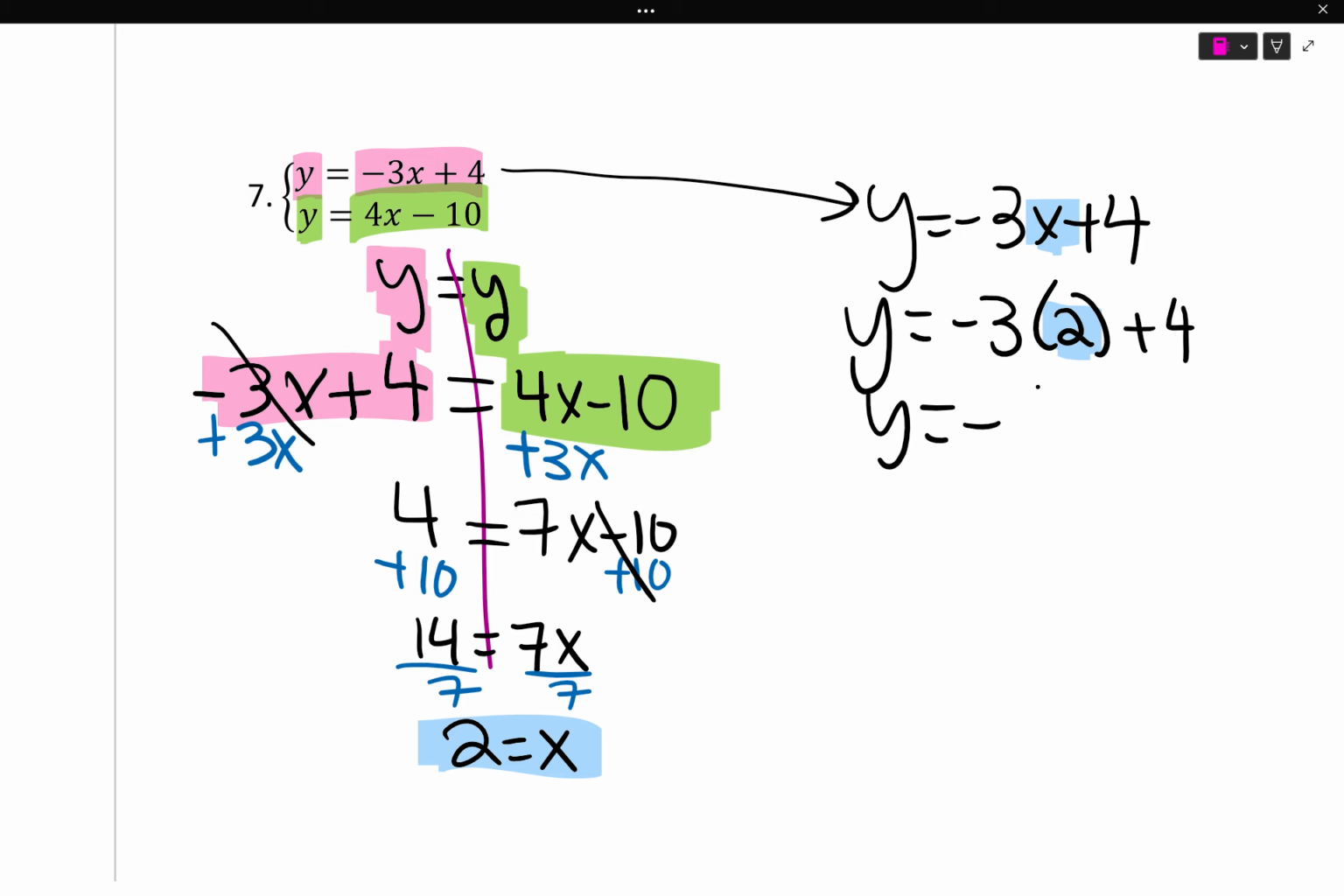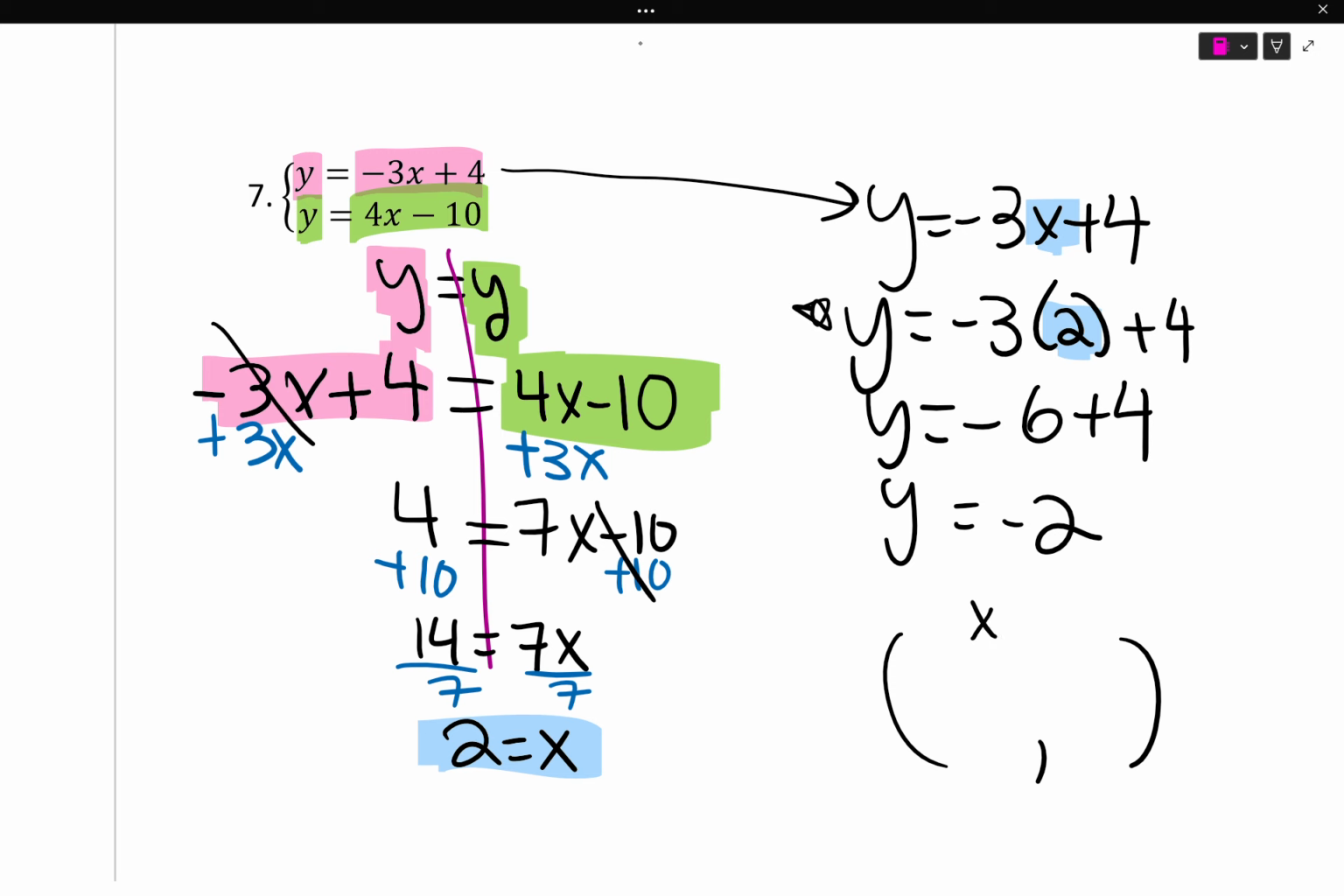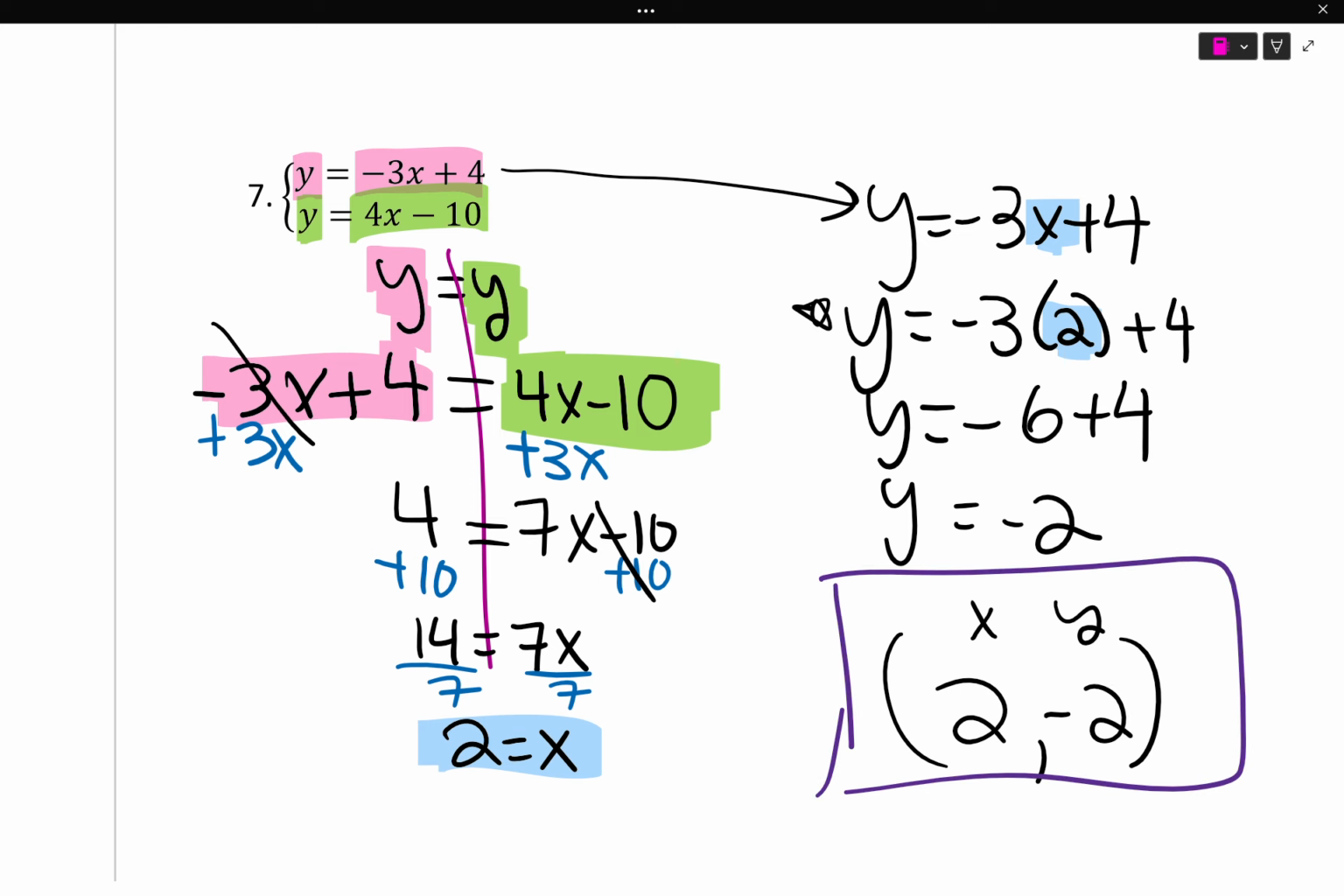Negative 3 times 2 is negative 6, and negative 6 plus 4 is negative 2. That can be done way quicker in your calculator, and I know some of you could even do it in your head, so you could do it that way too. But make sure to at least write that part down. All right, let's write our answer. 2, negative 2.